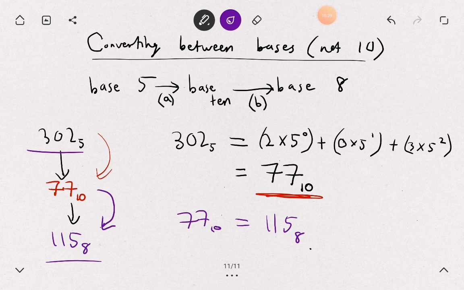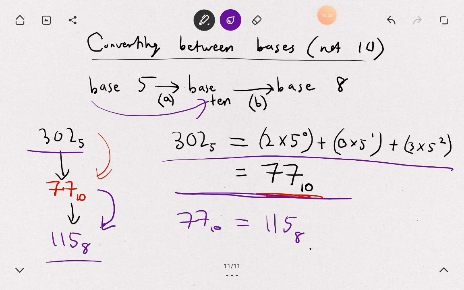Okay, so the key thing is, first you convert to base 10. Meaning, how do you convert to base 10? You use this multiplication and addition that we did in part 1, the previous video. Alright, and then from base 10 to base 8 we do repeated division.